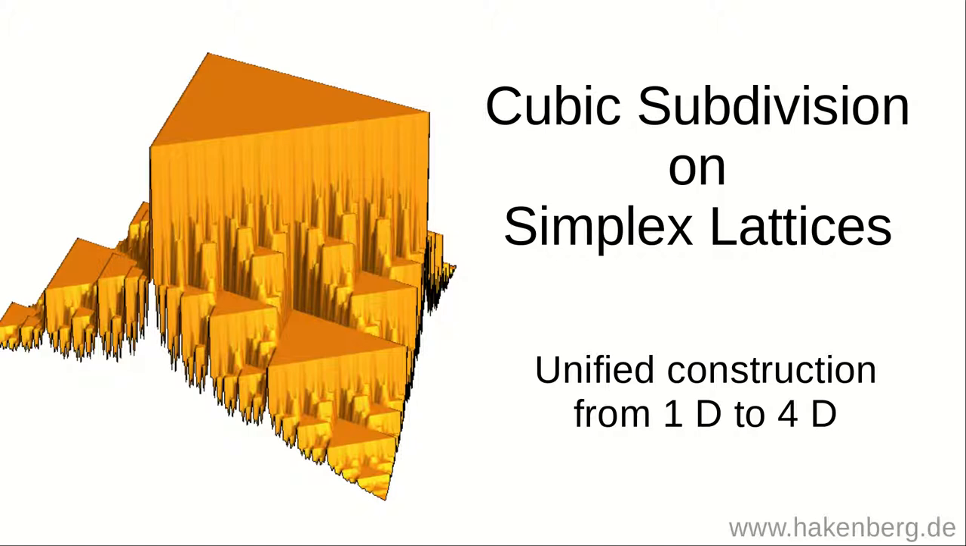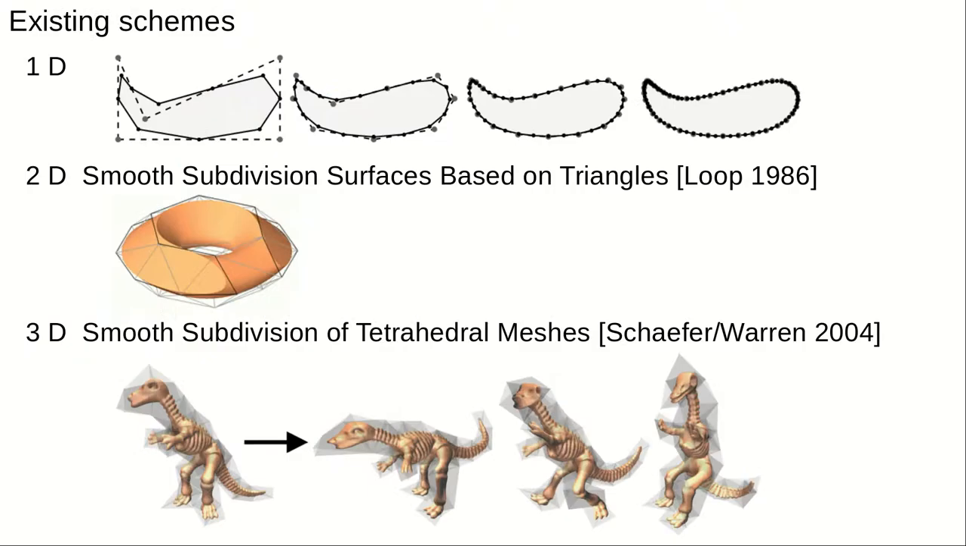This video presents a unified construction for cubic subdivision on simplex lattices of dimension up to 4. For low dimensions, the subdivision schemes have been published with large time intervals in between. In one dimension, there is cubic B-spline subdivision for curves.